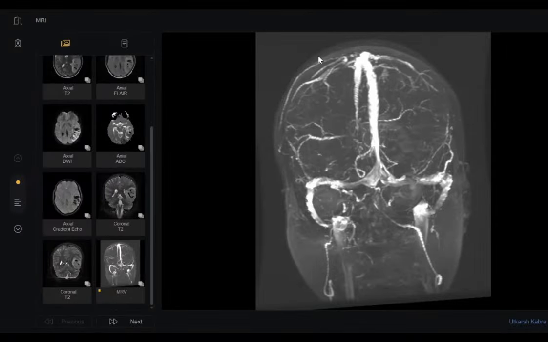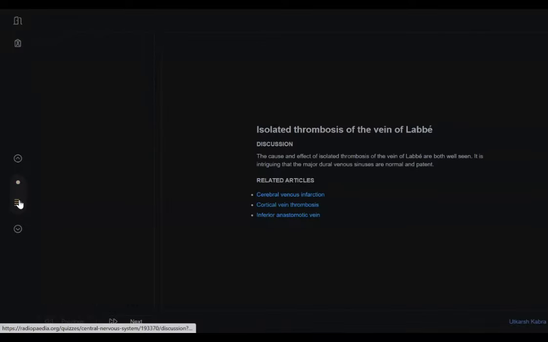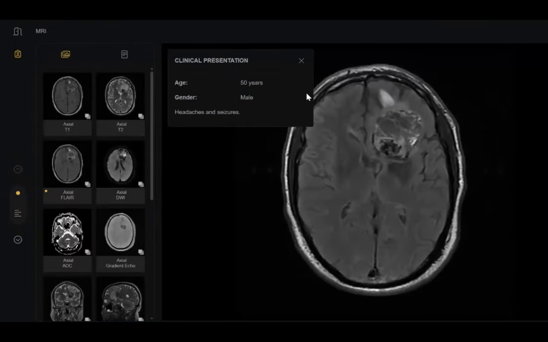Okay, thank you, doctor, so much. What is the answer again? Isolated thrombosis of one of the superficial veins called the vein of Labbé. Next candidate. Assalamu alaikum. Salam. Doctor, this is the last candidate, candidate 6.